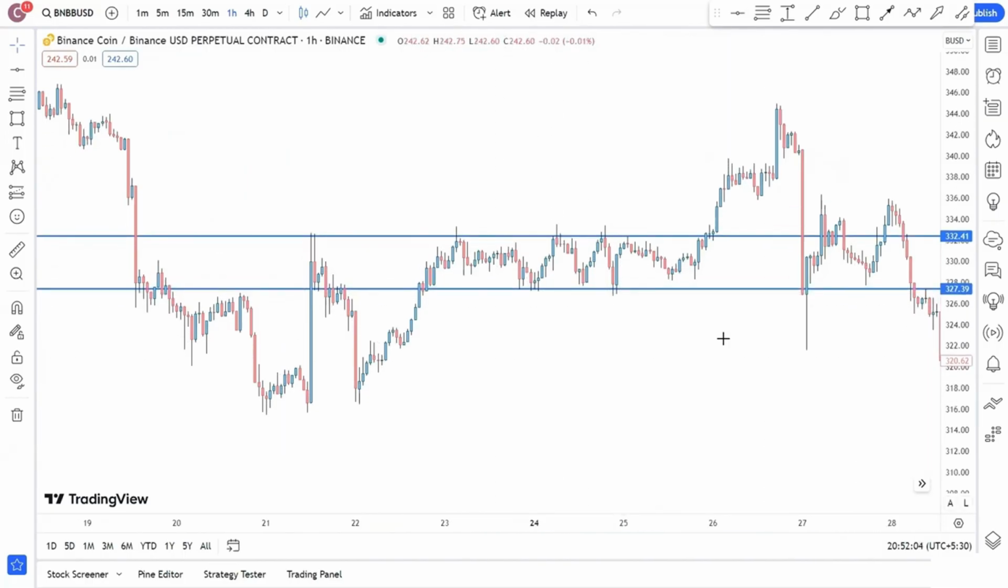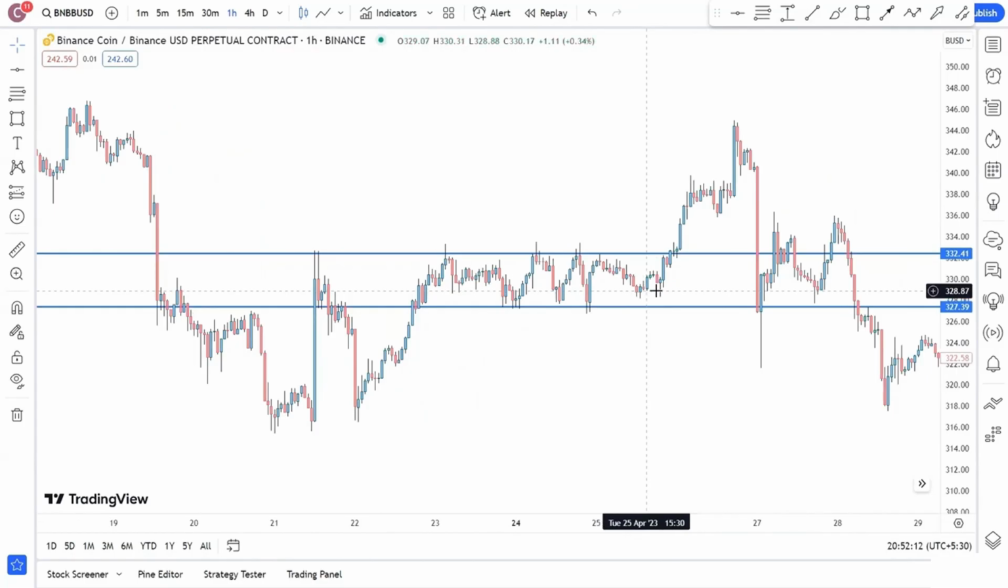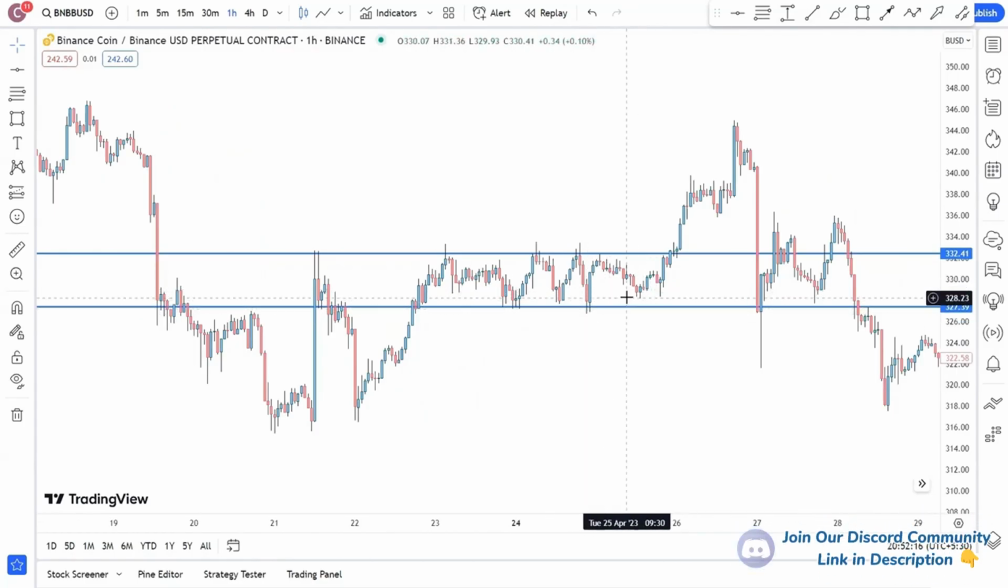So the market is just moving sideways until we created the first higher low, which is verified here. There is no equal low. This is higher than the previous low. So right after this, we just moved up. We broke this area and went up.